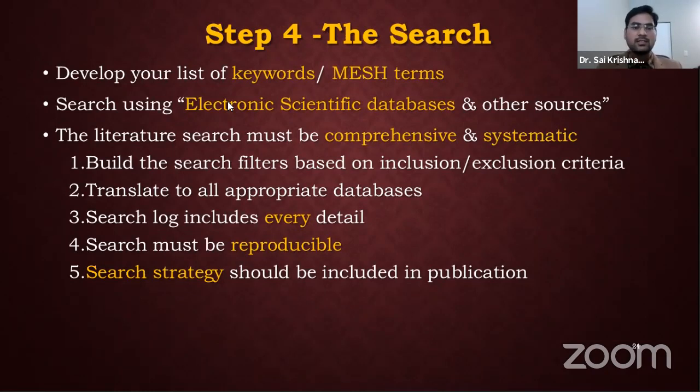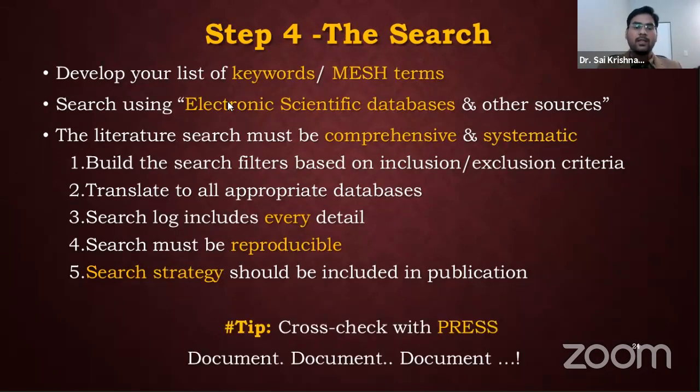And lastly, the search strategy should be included in the publication. I personally suggest this: whenever you want to publish a systematic review, include your search strategy in your publication. It gives a lot of confidence to the reviewers and readers. They'll see that this is the search strategy, these are the key terms they have used, and these are the results they got. It's always a good practice to include search strategies in your publication.